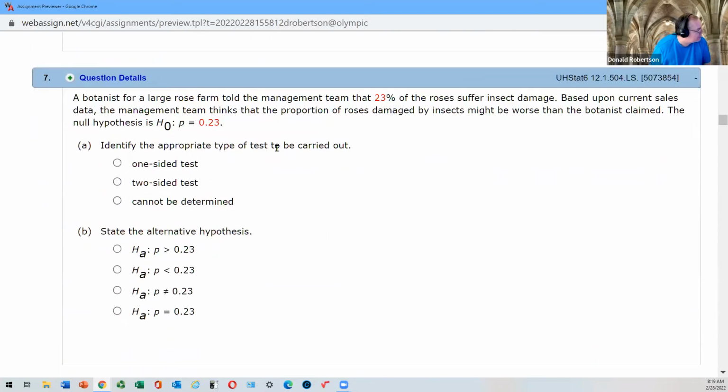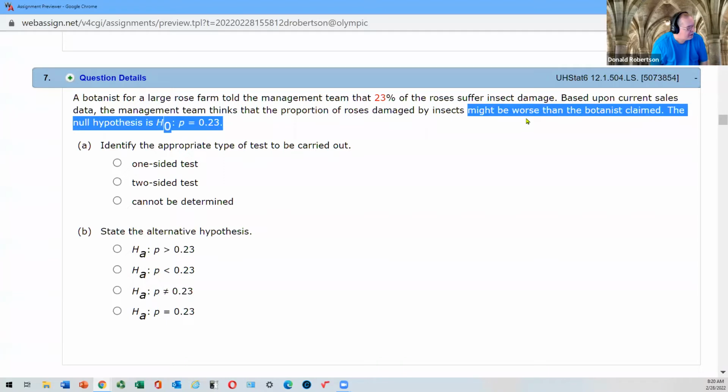Now let's look at the next one. A botanist for a large rose farm, I guess there must be such things, told the management team that 23% of the roses suffer from some insect damage, which pretty much means you can't sell them. I mean, you could give them to a potpourri company or something, right? Based on current sales data, the management team thinks that the proportion of roses damaged by insects might be worse than that. Okay.